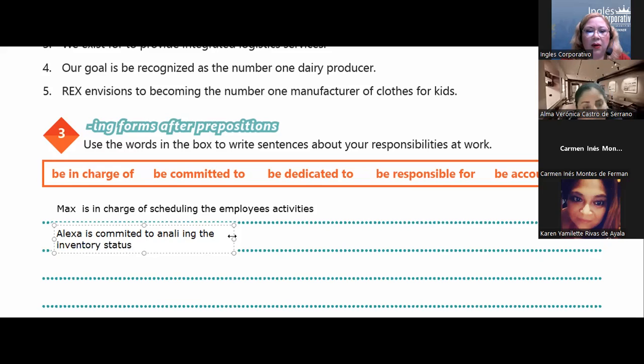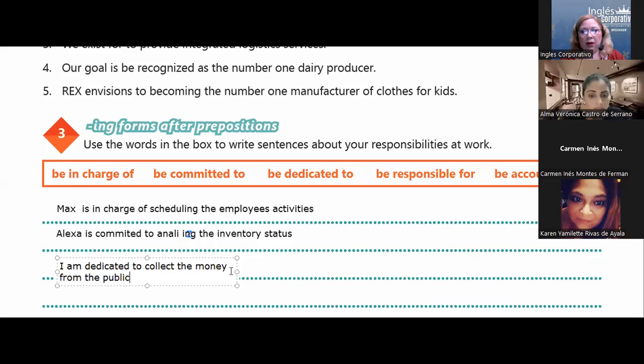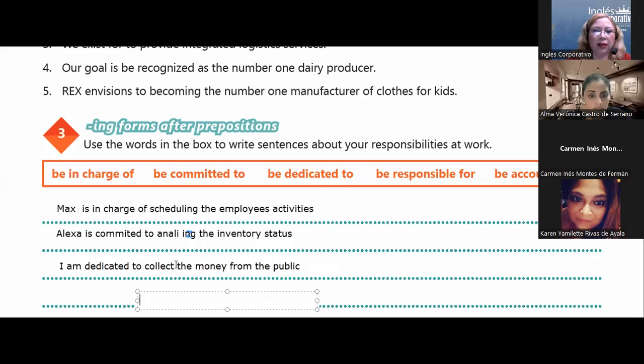Good. Ok, bien, y hasta acá se entiende que vamos a conjugar este be que aparece acá, ¿verdad? De acuerdo al sujeto, ¿verdad? Ahora, si yo pusiera, por ejemplo, I, entonces yo tendría que poner am, ¿verdad? Porque es el verbo to be que corresponde a esta persona. I am, podríamos poner dedicated to collecting the money from the public, right? Okay, there you go.